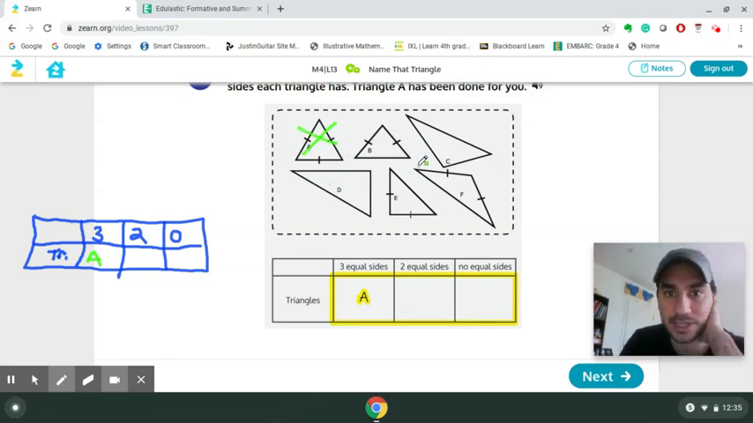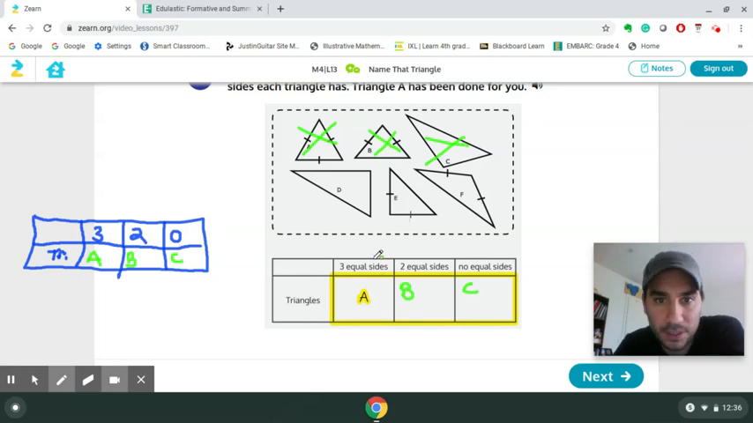All right, let's look at B. It looks like B has 2 tick marks. That means it has 2 equal sides. I'm going to put B in the second chart. I'll do it on both. Then we'll cross it out. We've already used it. Let's look at C. There are no tick marks here, and I can tell it's a little awkwardly shaped. So that means there are no equal sides. Let's put C there for that triangle.